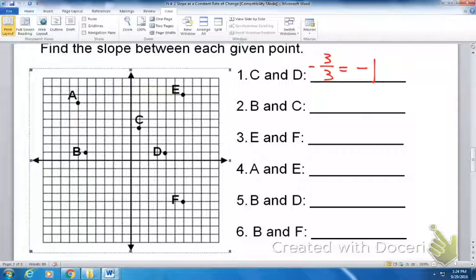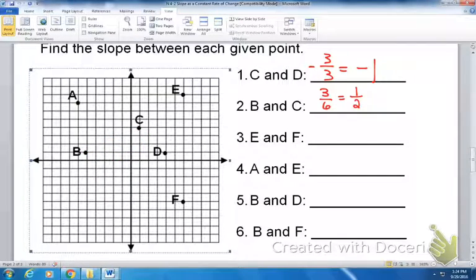Let's move to the next point. I'm going to start at B, and I'm going to go to C. So let's see. I'm going to draw that line. It looks like it's a positive slope. 1, 2, 3, 4, 5, 6 for the run. 1, 2, 3 for the rise. Well, it's rise over run, so it's 3 over 6, and it's positive, so I'm not going to put a negative, but we can simplify that to 1/2. I'm going to erase that. Let's go to the next one.